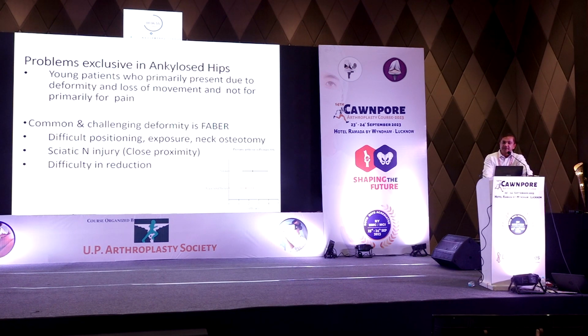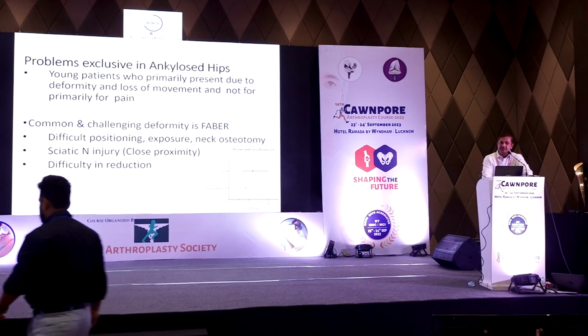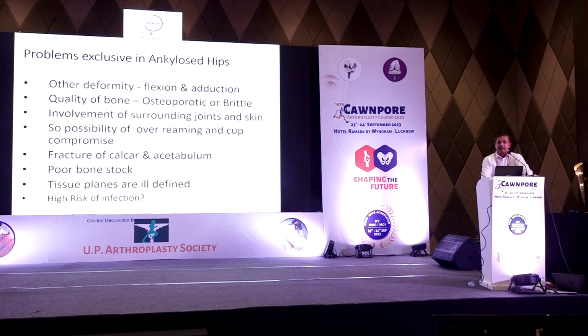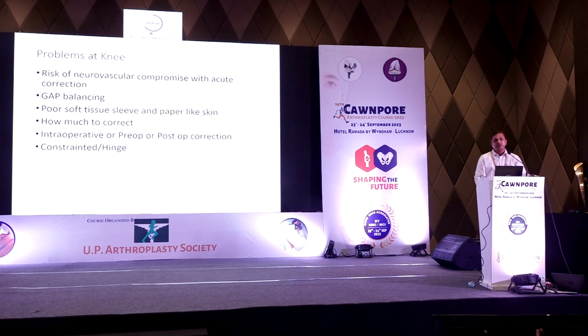He was a young patient with problems of ankylosed hip, difficulty in exposure and the neck cut, sciatic nerve injury, reduction, everything. Then there was a problem in the knee also. When you are correcting such a severe deformity, there is a risk of neurovascular compromise, problems in gap balancing, and very poor soft tissue, as you have seen in the clinical picture. And how much to correct pre-operatively, intraoperatively, or leave it for post-operatively, or whether we require a constrained or hinged knee.